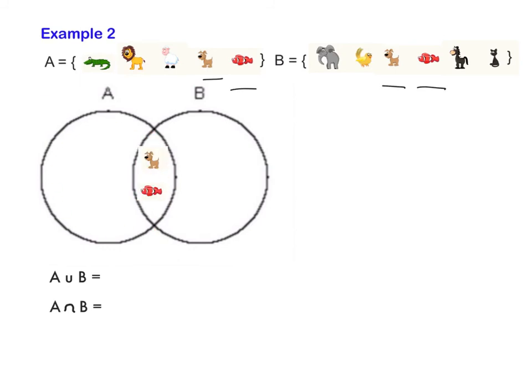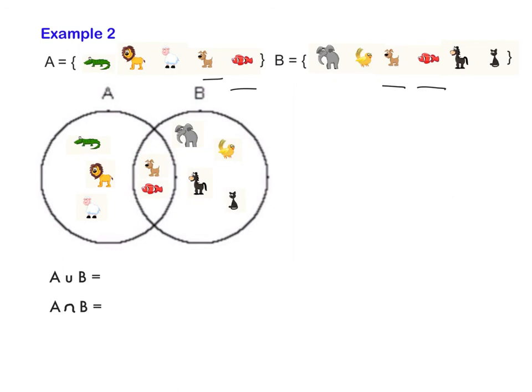Okay, now we need to look at set A and state what's left. We have crocodile, lion, and sheep, and they go here. Okay, so our set A is fully done. Now we need to look at set B. We have dog and fish done. So we have elephant, bird, cat, and a horse, and we need to place them in this part. Okay, so our Venn diagram is done. Everything is listed inside.